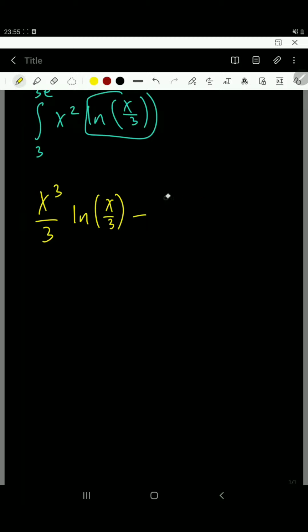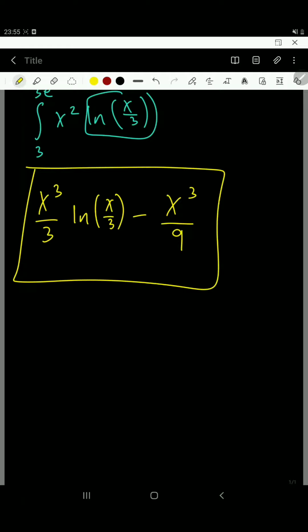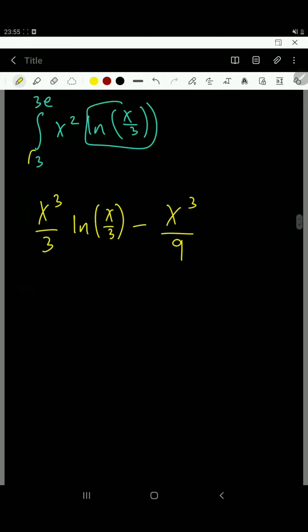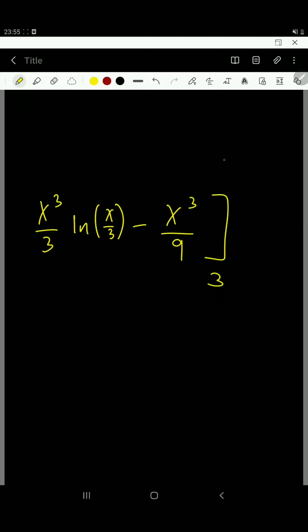This gets pulled out, so you have 1 over 3, integral of x squared. The integral of x squared is just x cubed over 3. 1 over 3 multiplied by 3 is just x cubed over 9, and that is your integral. So what do we do now? Just input the values from 3 to 3e.